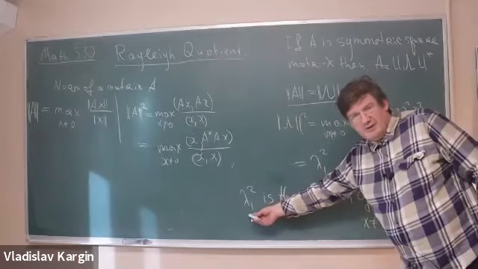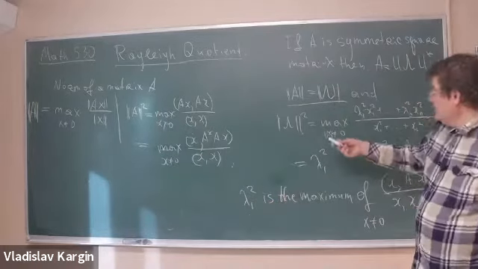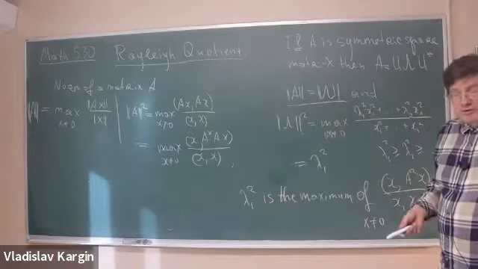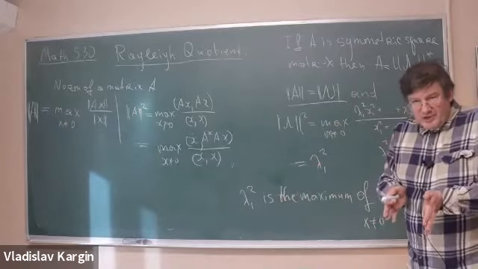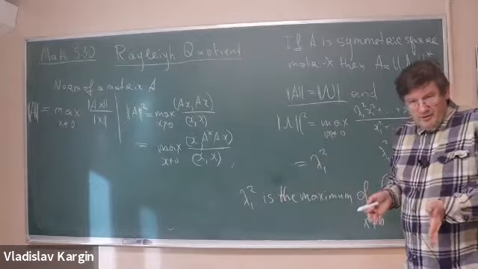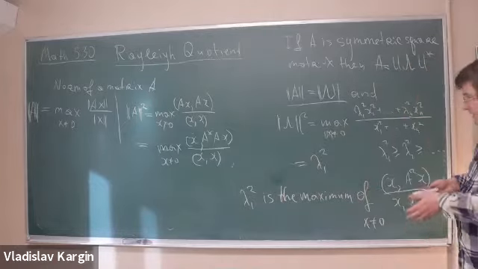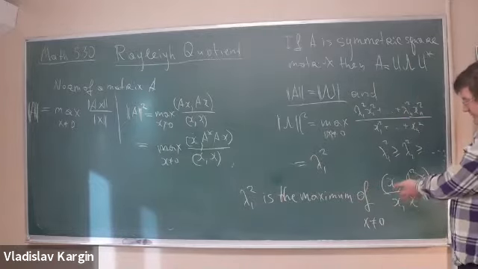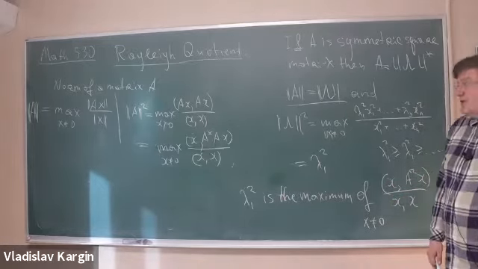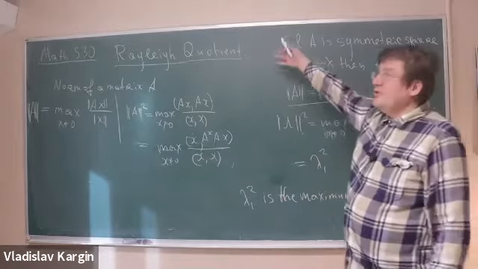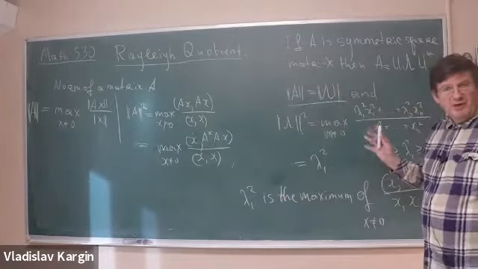So this is the square of the norm, right? So the norm itself is equal to the largest absolute value of an eigenvalue, and this largest absolute value of an eigenvalue is equal to the maximum of this form. Nothing more than that. And so now the Rayleigh quotient is just a very small modification of this idea.